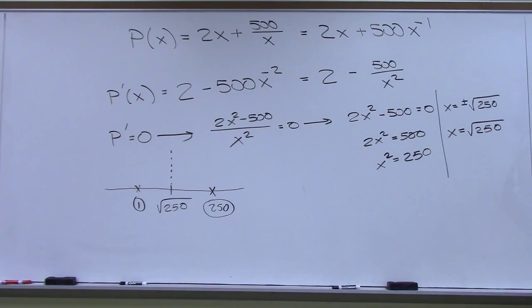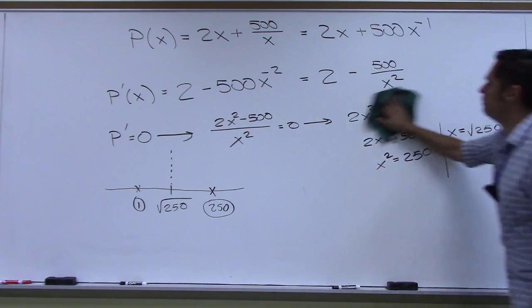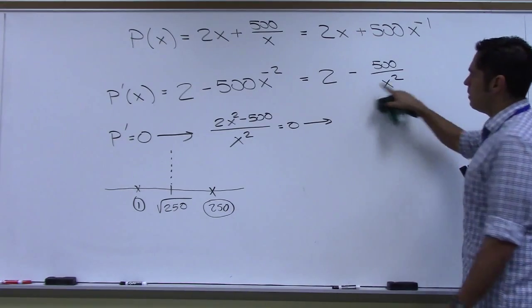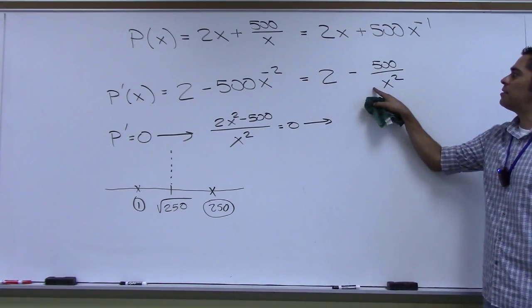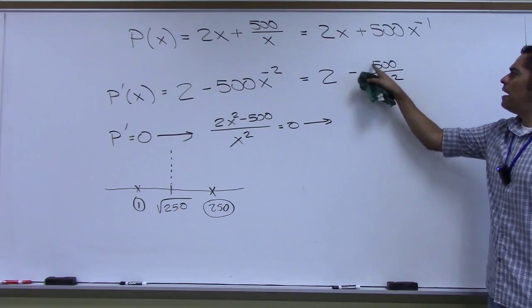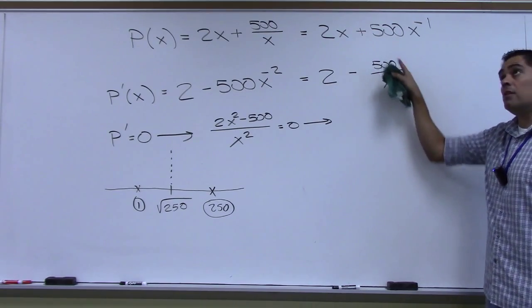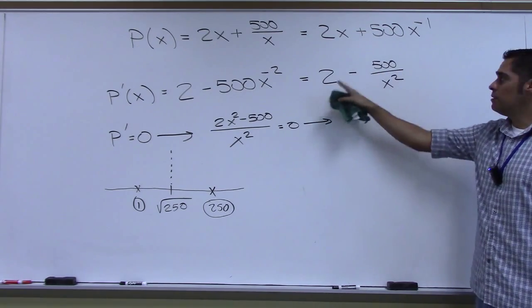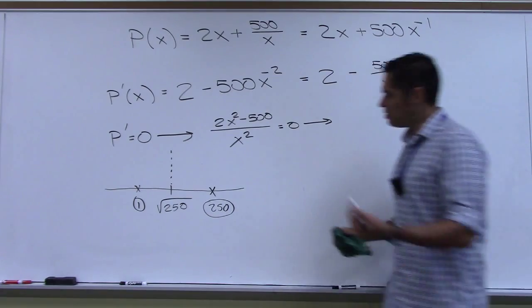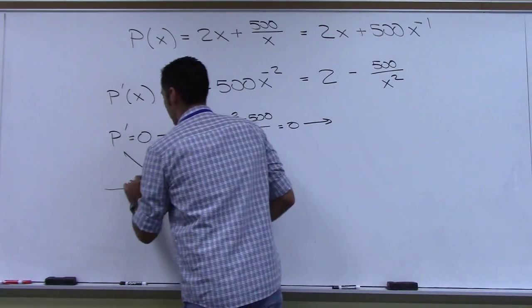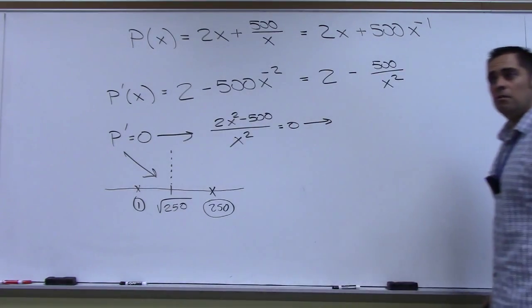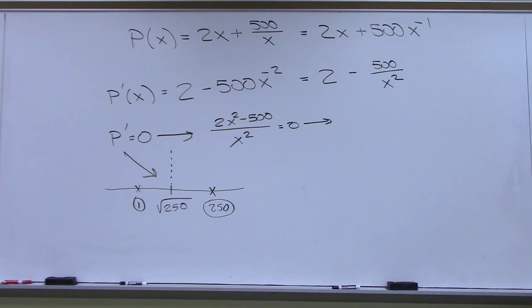Okay, where's my derivative? It's long gone. Here it is. Here we go. That's my derivative. I've got to plug in 1 into this. 2 minus 500 over 1 squared. 500 over 1 squared is 500. 2 minus 500, that's negative. Well, that's a good sign, right? Function's going down. Plug in 250.